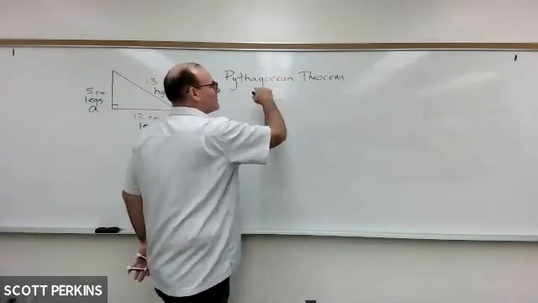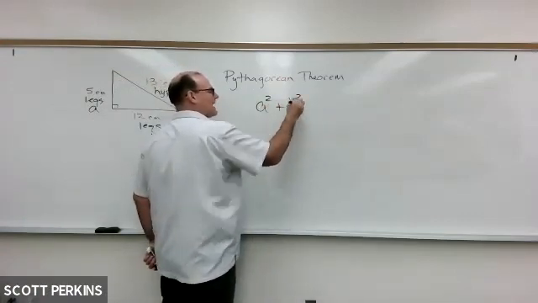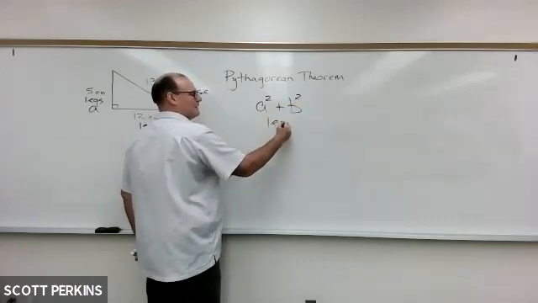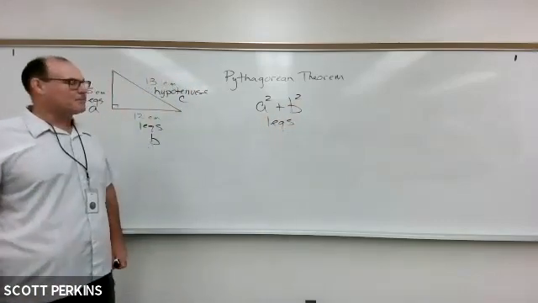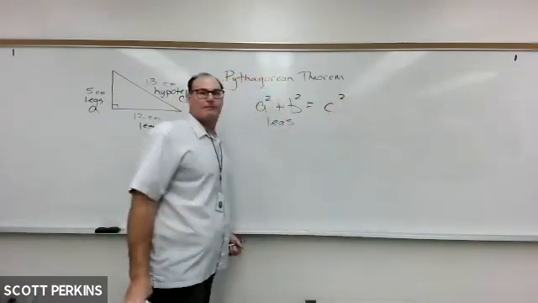So the Pythagorean theorem, the Pythagorean relationship says this: if you take the square of each of the legs and add them together, so these are my legs, and I square them and I add them together, then that is equal to the hypotenuse squared.